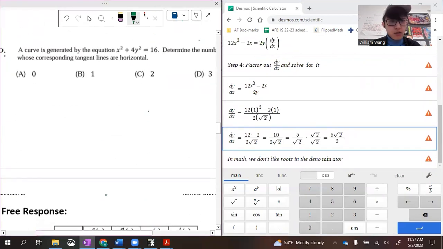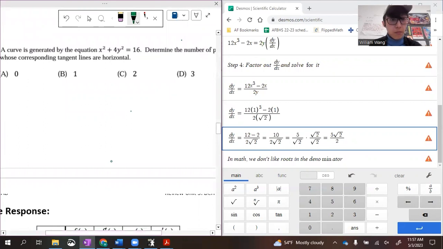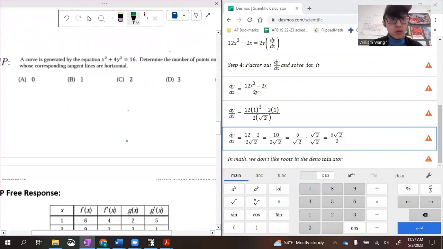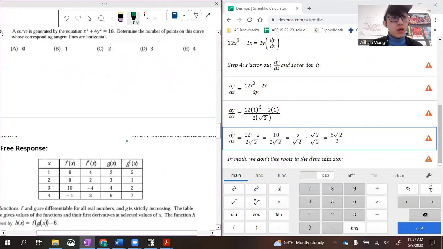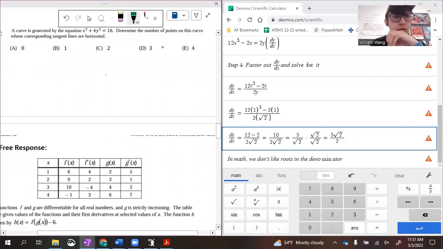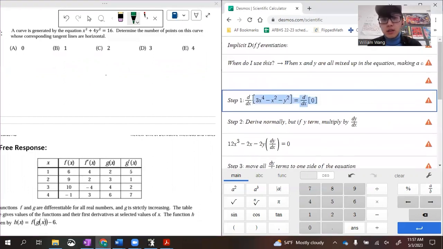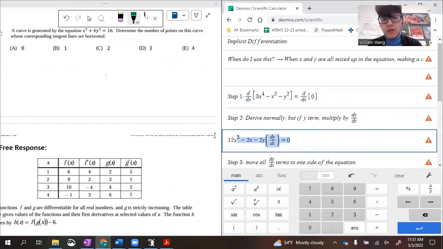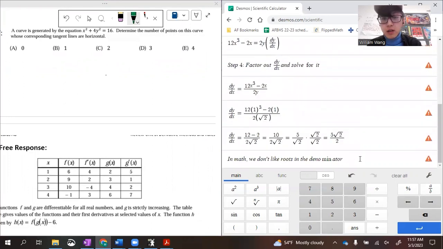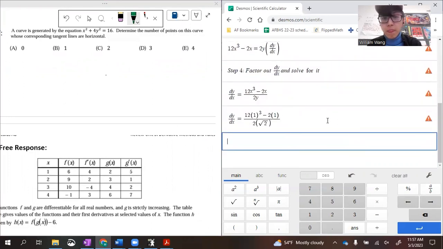I'm going to now do the next problem. A curve is generated by the equation x squared plus 4y squared is equal to 16. Determine the number of points on this curve whose corresponding tangent lines are horizontal. Okay, so I'm going to do this next problem. I'm going to leave my steps here written out so I can reference them.